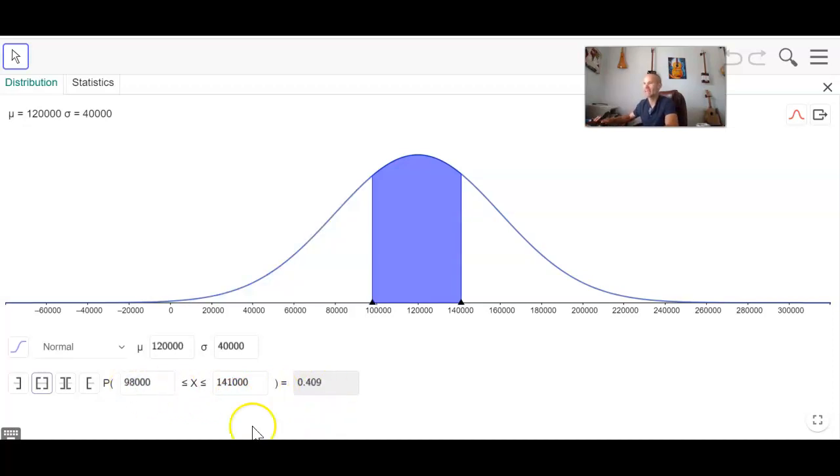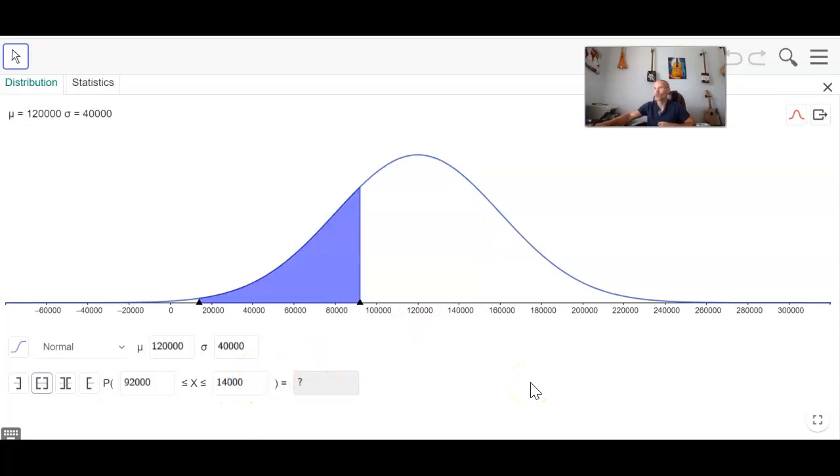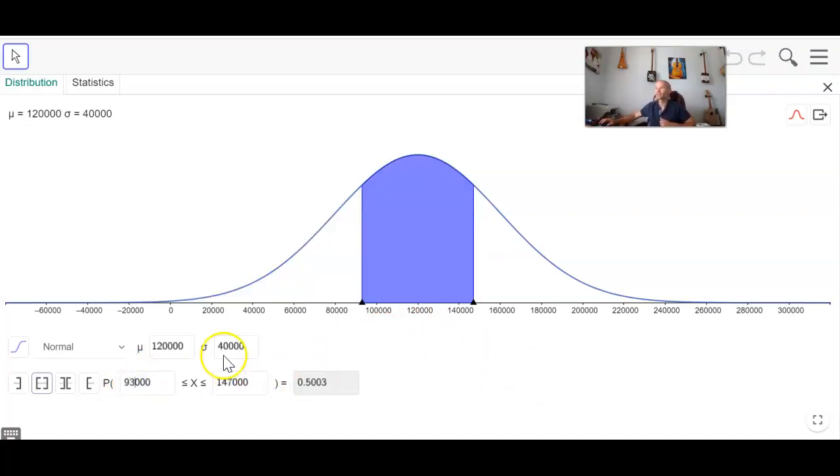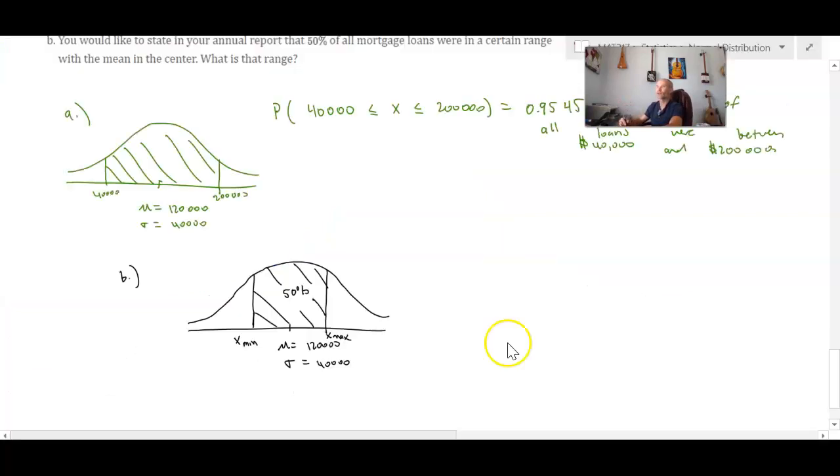Now we can go to, say, 98 and 142. That gives us 41.77%. We can go 97 to 143. We're getting closer. It might make sense, now that we're 3,000 to the left and to the right, to go down to 95,000 and make this up to 145,000. So we're getting closer. Let's make this 92,000 and make this 148. Again, that's equally spaced. That's a little too big, so maybe let's go 147,000 and 93,000. And there we go. We're pretty close. That's about 50%. Now we'd have to change the hundreds of dollars instead of the thousands of dollars, and that's really not going to describe home values much more precisely than saying 93,000 to 147,000.